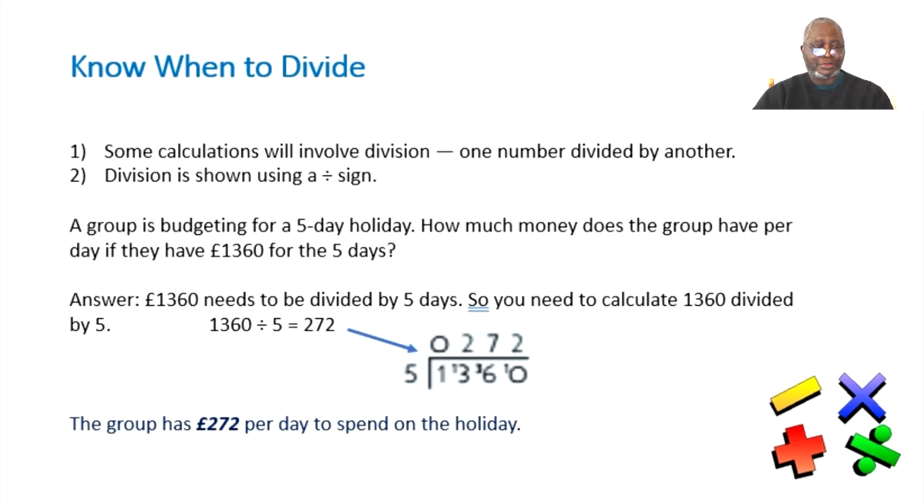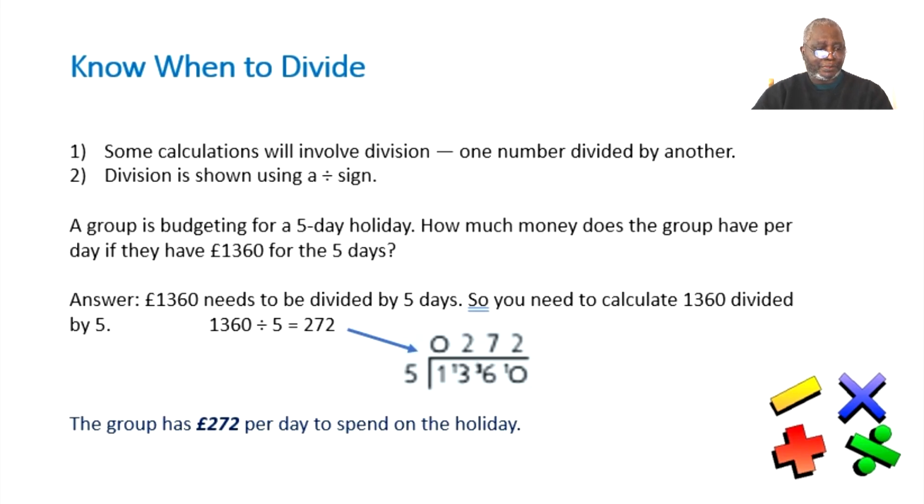We also need to know how to divide. Okay? And the notes you have to take into account are as follows. Some calculations will involve division, one number divided by another. Division is shown using a division sign, as you see there. You need to understand that. And one thing I would caution you about is division can be a little bit confusing. Not complex, but confusing. So you need to pay special attention to what you're doing and understand each step.